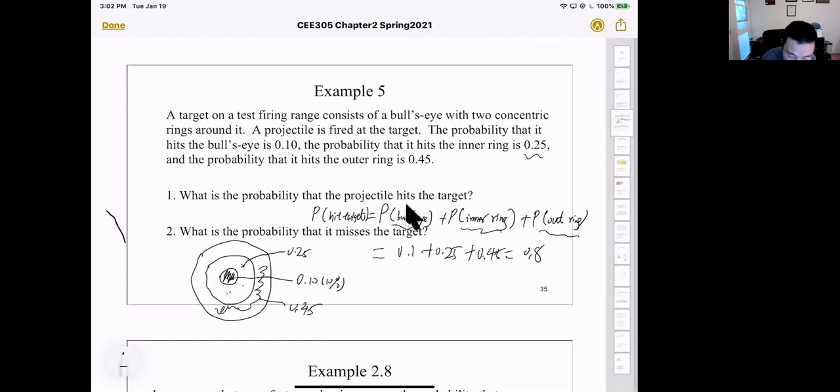Second part, what is the probability that it misses the target? It misses the target is just equal to the complement, not hitting the target, or P^C(hit target). C is for complement. This is equal to 1 minus P(hit target), which is 1 minus 0.8. So that is 20%.